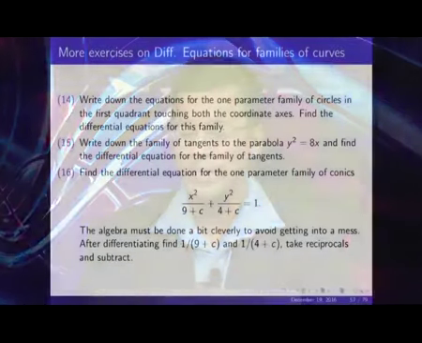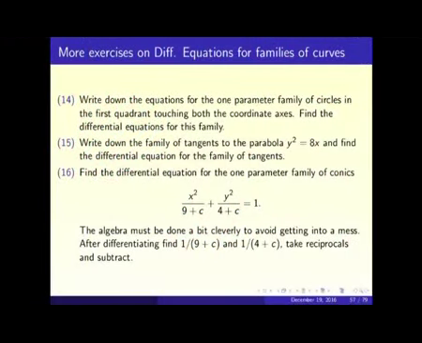You get 1 upon 9 plus c equals whatever, 1 upon 4 plus c equals whatever. Take the reciprocals. 9 plus c equal to something, 4 plus c equal to something. Take the difference. c goes away and you get a differential equation. That will be the differential equation satisfied by this one parameter family of conics. It's a very interesting exercise. Please do it because we are going to return to this problem very soon.